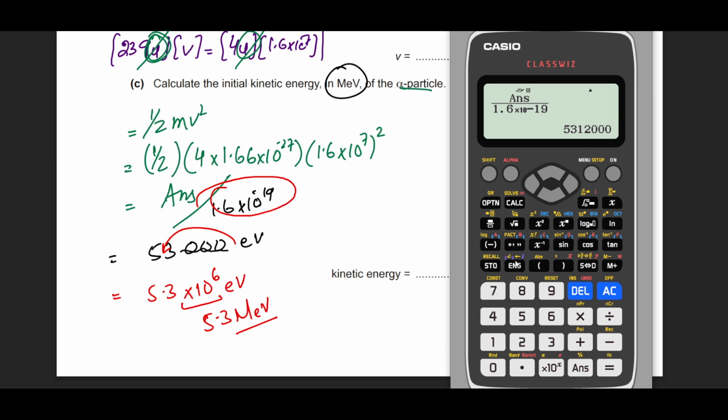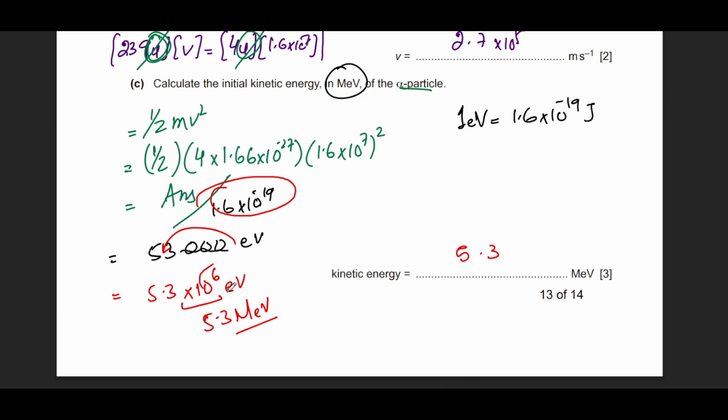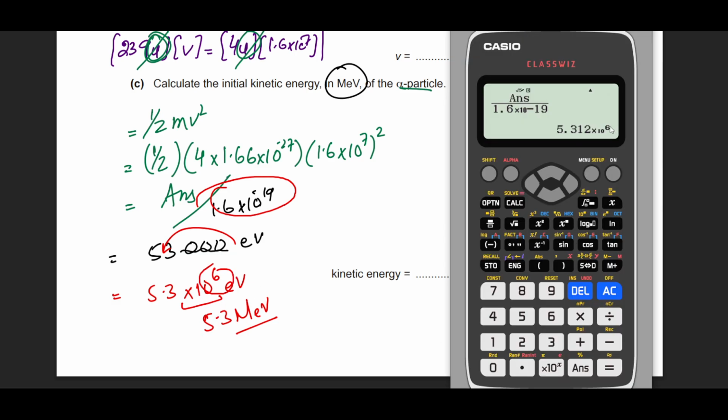Now simply press the ENG button. You press the ENG button, it converts it to 5.3 power 6, as you can see over here. Now what is power 6? Power 6 is mega. So no need to worry about this. Okay. All right.